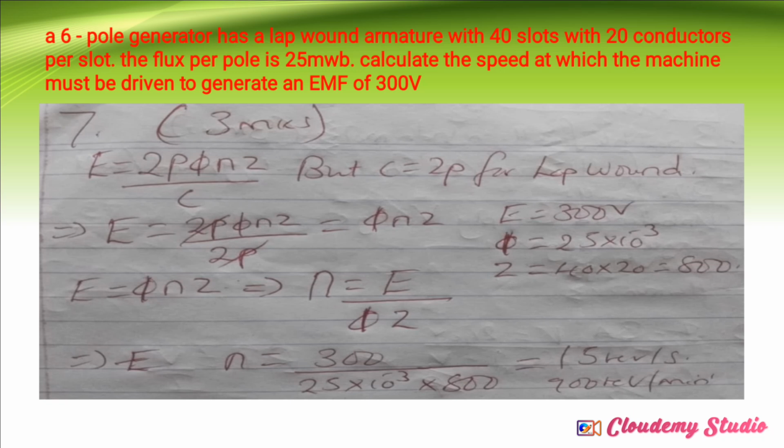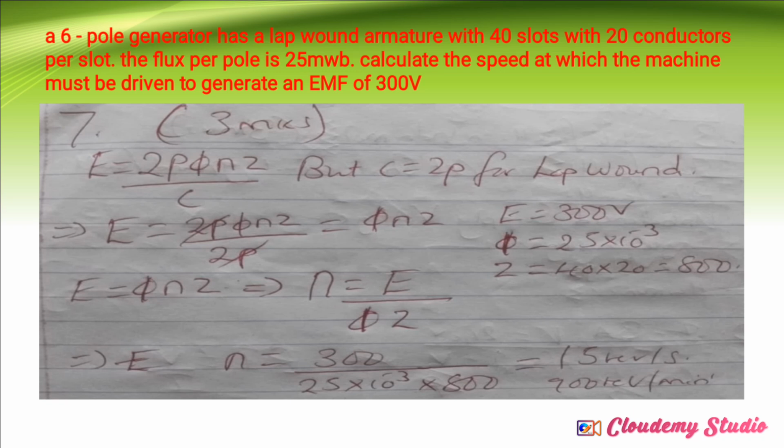The next question was: a 6-pole generator has a lap wound armature with 40 slots with 20 conductors per slot. The flux per pole is 25 milliweber. Calculate the speed at which the machine must be driven to generate an EMF of 300 volts. Like I always say, if you are given any calculations, you always refer back to the initial formula that I gave in class.